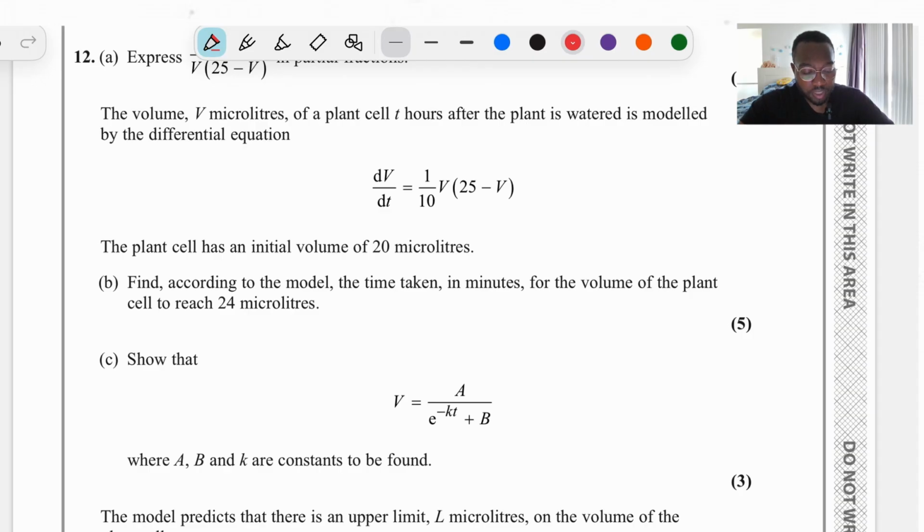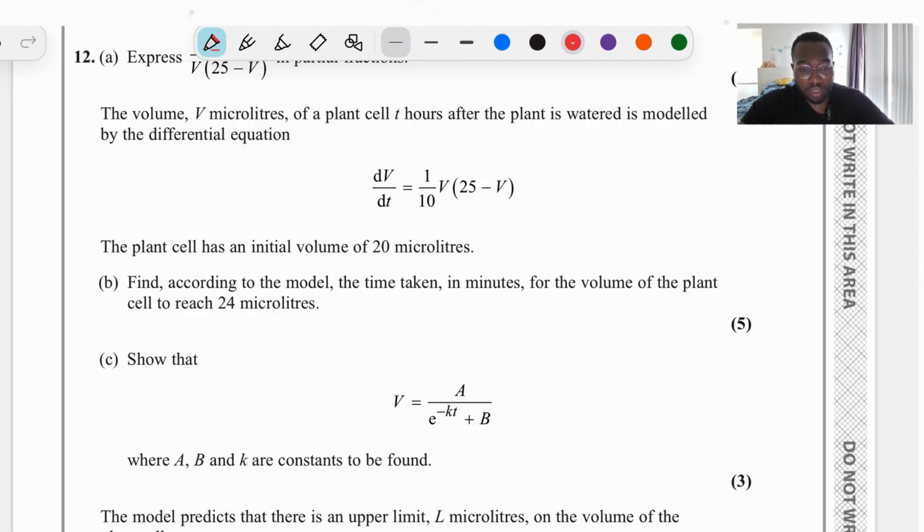Okay, so part B, we've got this volume V, which is in microliters of a plant cell, t hours after the plant is watered, modeled by this differential equation here. We're told that the plant cell has an initial volume of 20 microliters. We need to find, according to the model, the time taken for the volume of the plant to reach 24 microliters. Effectively, all we need to do is work out a general equation to this differential equation. And once we work that out fully, we just need to make V equal to 24, and then that will give us our t value.